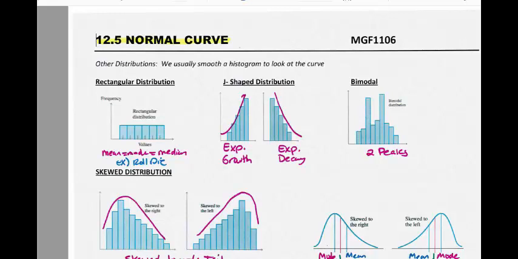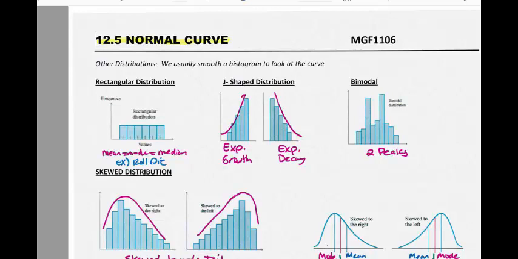I wanted to highlight something for 12.5, the normal curve for 1106, as I'm seeing a lot of people doing their quizzes very quickly. I want you to realize on your test, I will expect you to show your work on the normal curve problems.